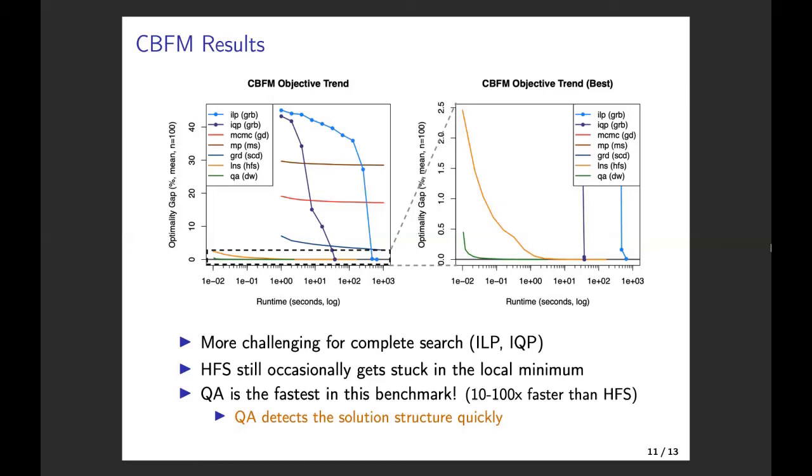For local search, HFS, the orange line on the right, performs a little bit better than in BFM, but still it occasionally gets stuck in the local minimum because we maintain the overall structure of BFM. Finally, quantum annealing is the fastest among these 7 algorithms for CBFM, as shown by the green line. This fact shows that quantum annealing can detect the solution structure quickly, even though it has become harder for complete search. And we think this could be explained by the non-classical behavior of quantum.